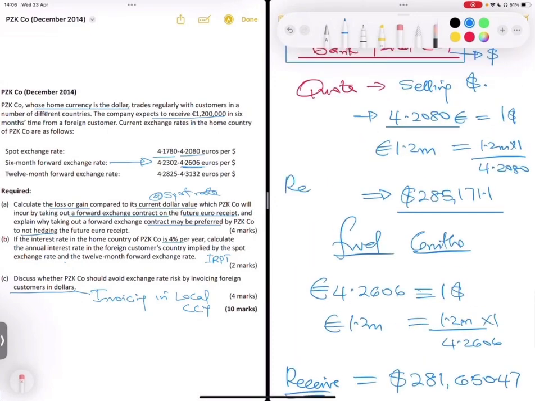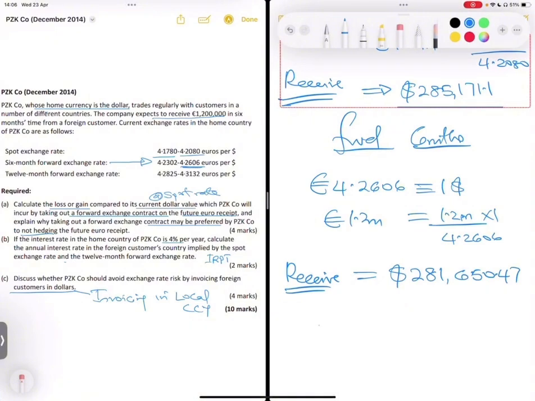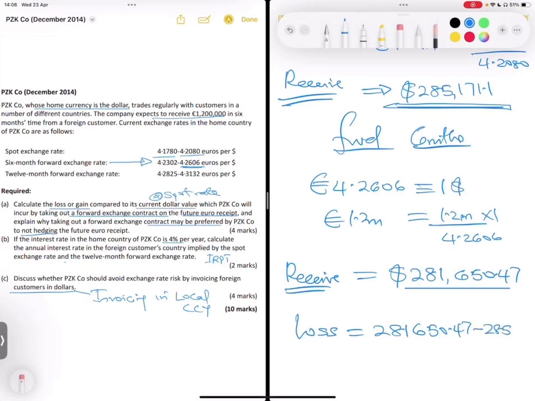But with spot, it's showing that we'll receive this amount. So in terms of gain or loss, if we decide to go for forward, it means that we are receiving less than what the current situation is telling us. Because as we speak, if the money has come in today, or if the actual rate is the spot, then it means that we'll be receiving less than if we had used the spot. So this is giving a loss that equals 281,650.47 minus 285,171.1. If we calculate that quickly, we have a total loss of 3,520.